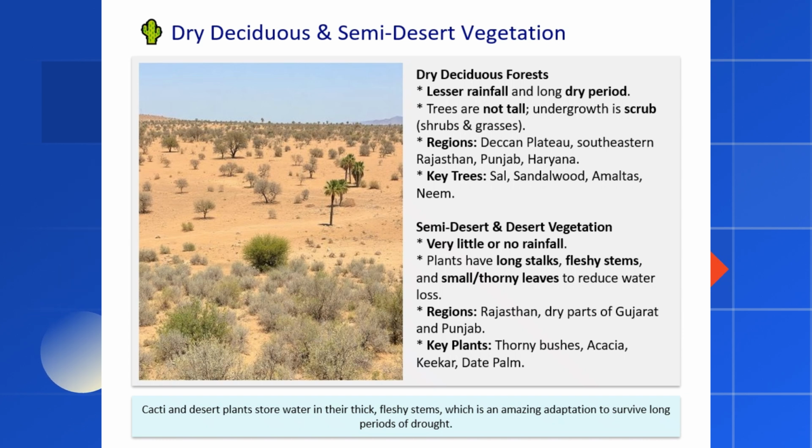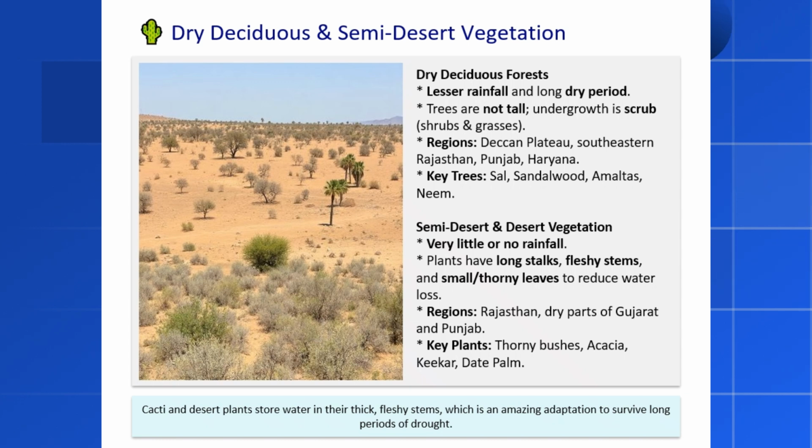In regions with very little or no rainfall, you find semi-desert and desert vegetation. These plants have adapted with long, strong stalks, thick, fleshy stems, and small, often thorny leaves to minimize water loss. This includes plants like thorny bushes, acacia, and date palm, typical of Rajasthan and dry parts of Gujarat.